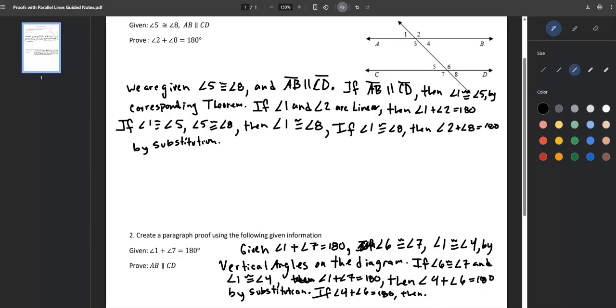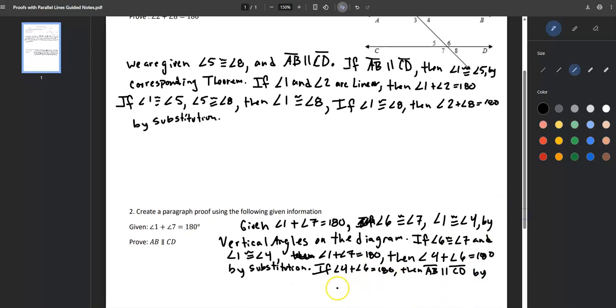then lines AB is going to be parallel to line CD, and this is going to be by the consecutive interior angle theorem. And that's what I want to end with, because I want to end with AB parallel to CD, what I've got there.